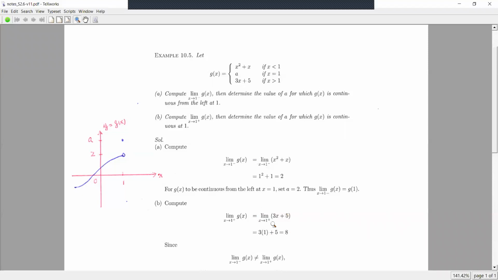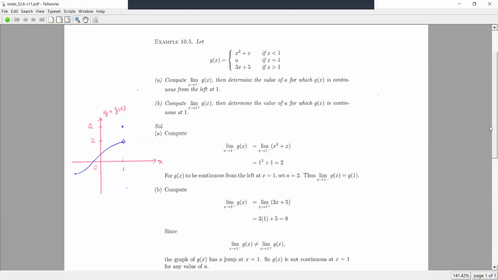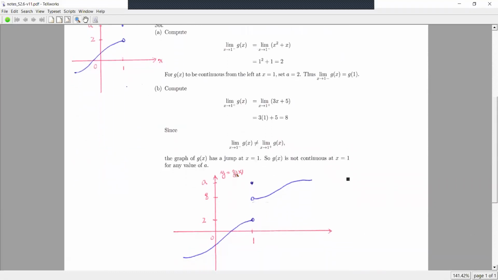To find this limit, plug in 1 for x. The limit is this number, which is 8. Here is a possible sketch of the function g. At 1, the function value is a. From part a, as x approaches 1 from the left side, the function approaches 2. So the graph approaches this point, and the height is 2.